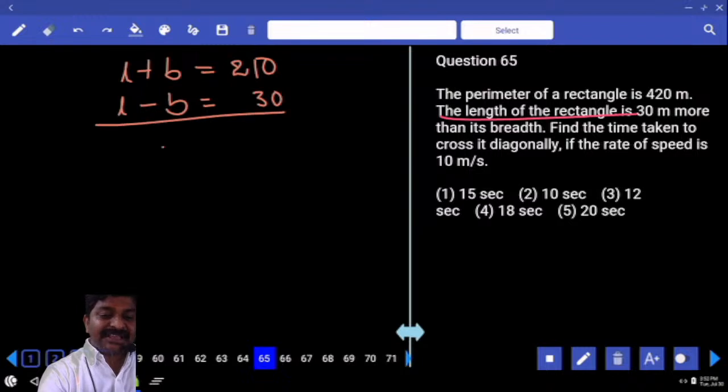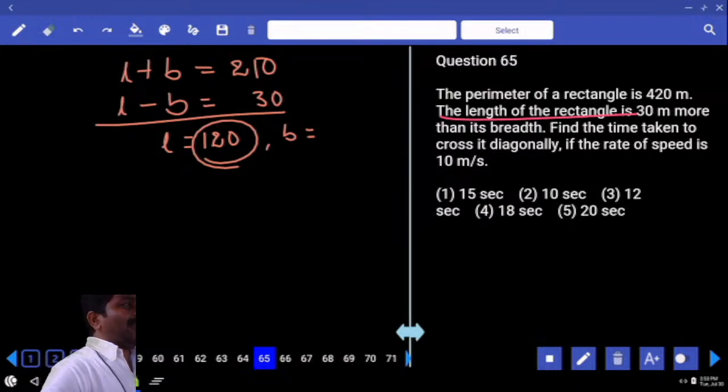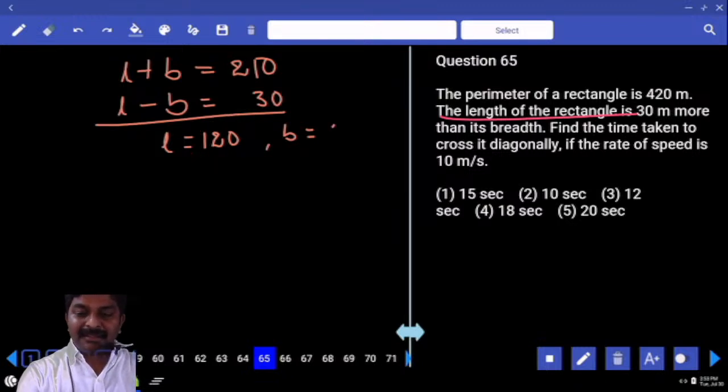From this, how much is L? The largest number, how do you get it? When you have the sum of 2 numbers and the difference of 2 numbers, how do you get the largest number? Sum by 2, which is 120. How do you get the breadth? Difference by 2. From the length you subtract 30, that is the breadth, right? How much is that? 90.